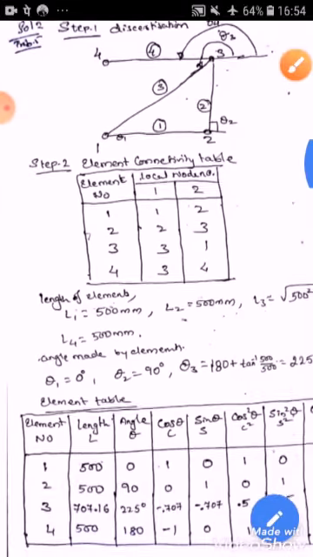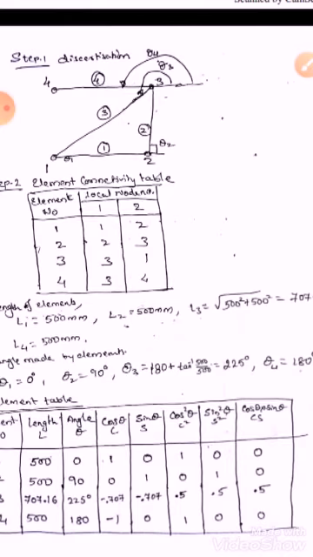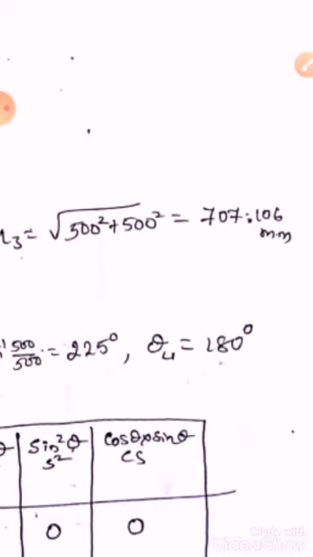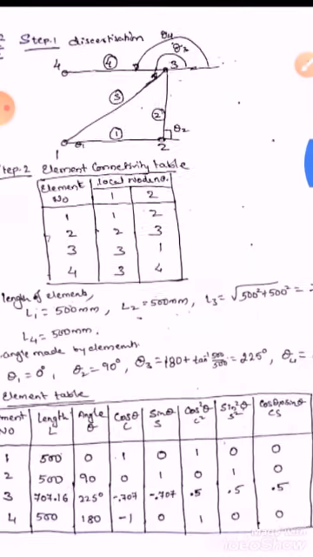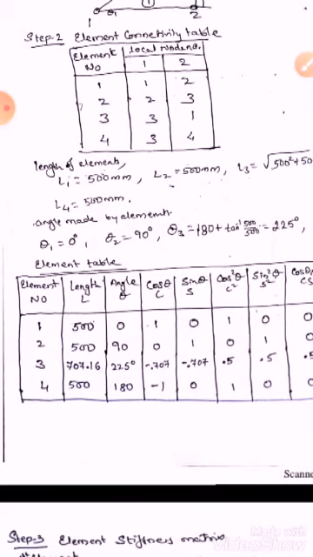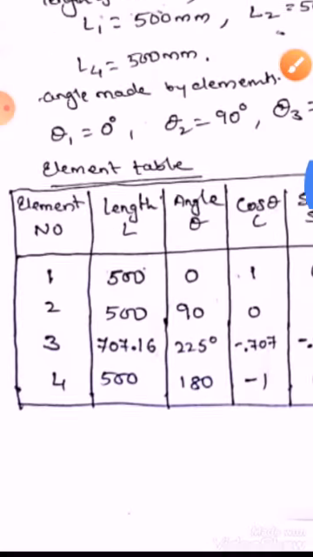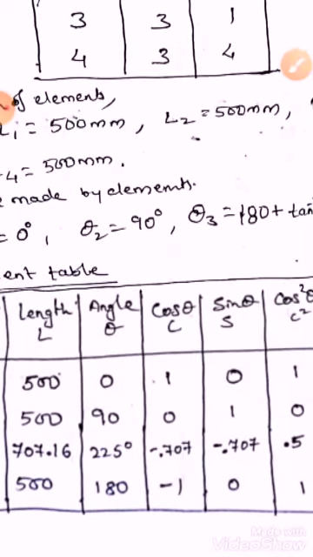Now coming to the length of the elements, L1, L2, L4 is known to us. L3 you have to determine: square root of 500 square plus 500 square. It is 707.106 mm. Later, the angle made by the elements. Theta 1 is 0 degrees, that is known to us because it is horizontal. Theta 2 is 90 degrees, we have checked it.